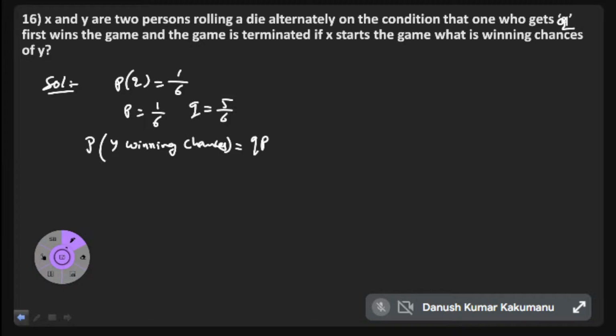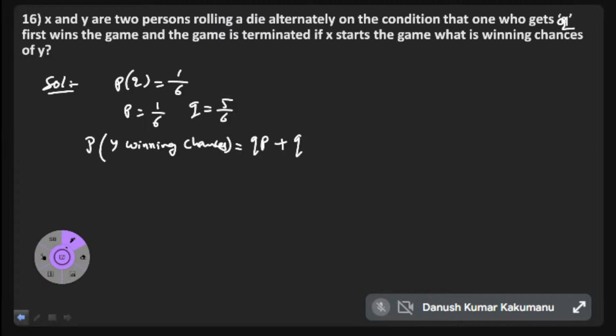All of you understood? Who is the person who started the game? X. He should lose the game, then the opportunity will go to Y. This is the first way of Y winning. Yes or no? What is the second way of Y winning? Here X loses the game, Y wins the game.